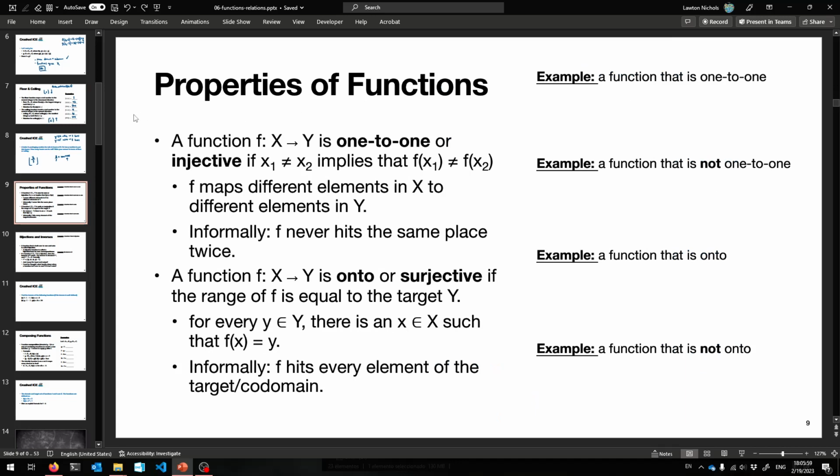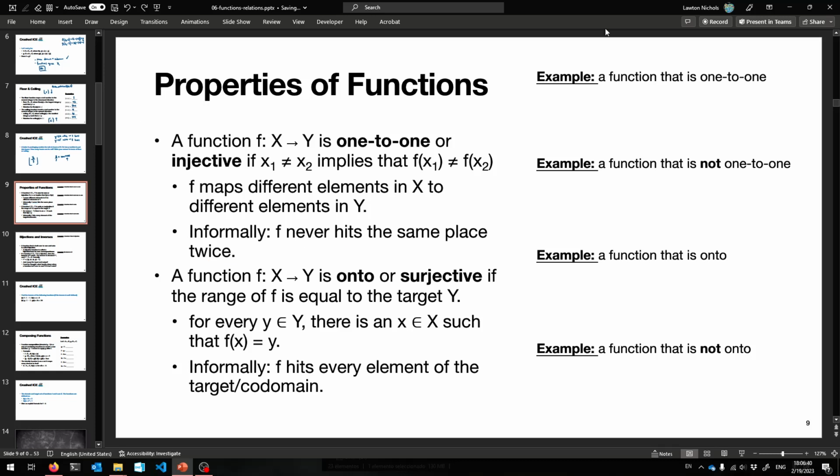So let's talk about some properties that functions can have. These, I think, you should have seen before in a math class, most likely. So just some review. A function is called one-to-one, or also injective. That's the fancy Latin root way of saying that it's one-to-one. A function is one-to-one or injective if elements that are non-equal map to non-equal outputs. That's how you define it. The way that you might say that in English is f maps different elements in x to different elements in y. And so that means it's never going to hit the same place twice. Every one gets another one.